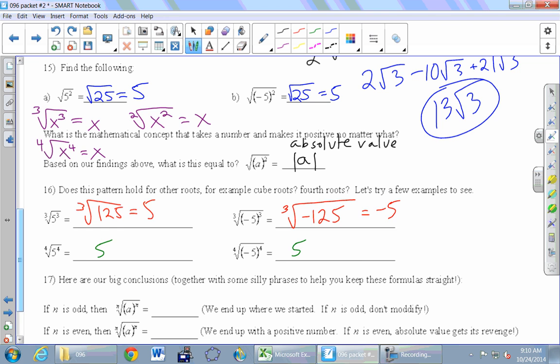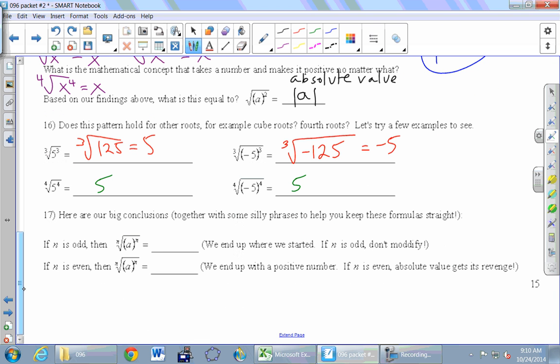Okay, so 17 is our big conclusions. I don't know if this mnemonic is lame. I was kind of tired when I made it up, so here it is. If n is odd, then we don't have to do anything, right? You don't need to bring in the absolute value. You just get plain old A. But if n is even, Julie just told us that we do need to bring in the absolute value. So if n is even, the answer isn't just plain A, it's actually the absolute value of A.